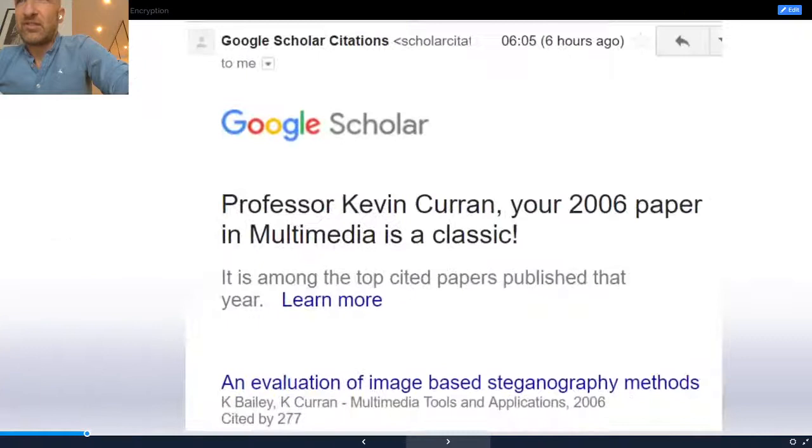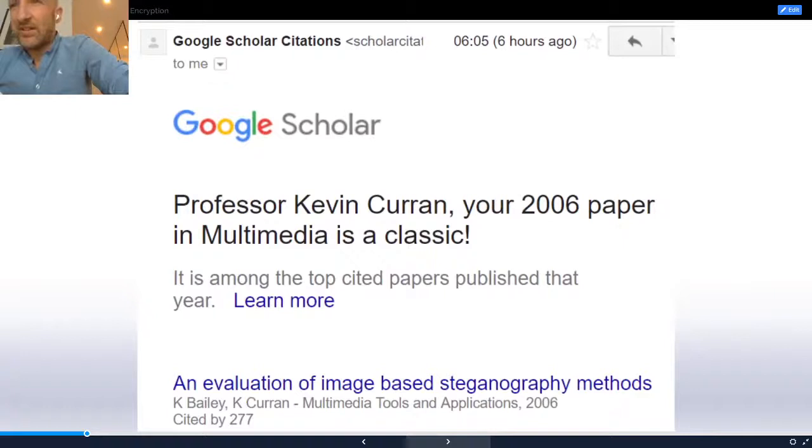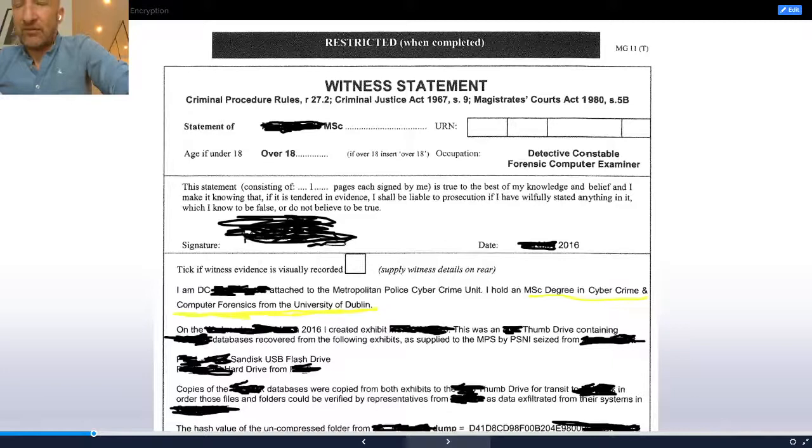I'm proud to say that my 2006 paper, An Evaluation of Image-Based Steganography Methods with Curran and Bailey, is considered a Google classic in multimedia. These are the top 10 within that category, because it's been around for so long and it's been continuously cited. It's not necessarily the paper in that category with the most citations, but it has been consistently cited, and that's what Google does with papers in this category. I also provide expert witness to law cases quite often, given my background in cybersecurity. That can be quite interesting.